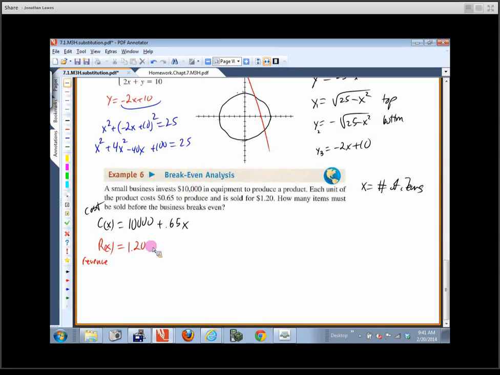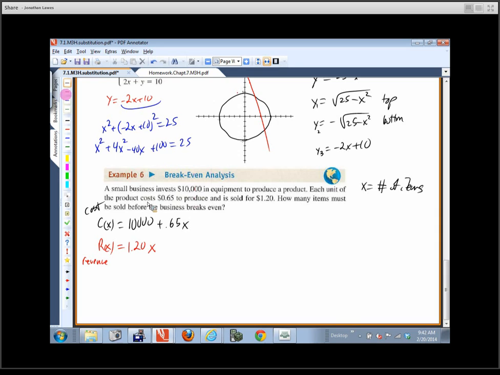$1.20 times x. If 0.65x is how much each one costs, then 1.2x would be how much revenue is brought in. Okay, it's the price of each item. And what do we want to know about these things? How many must be sold in order for them to recoup their investment? Before the business breaks even.